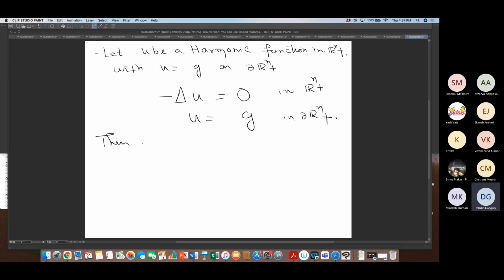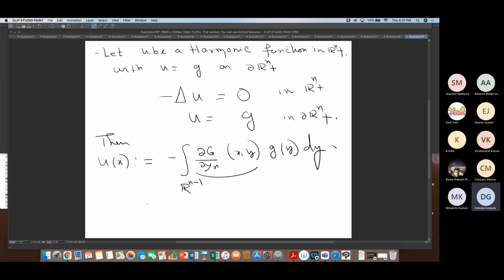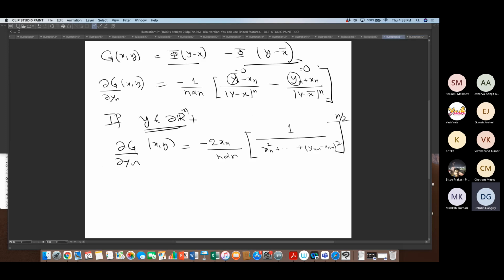Then the representation formula says that ux will be given by minus integral over Rn minus 1 of del g by del yn of xy times gy dy. Clear? You know what del g by del n is at the boundary: 2xn over n alpha n. This is the integral over Rn minus 1 of gy over xn squared plus up to xn minus 1 minus yn minus 1 squared, to the power n by 2, dy. Is that clear? I am just writing. You can compute this, right? Del g by del yn is easy to compute because you know what phi of y minus x is.